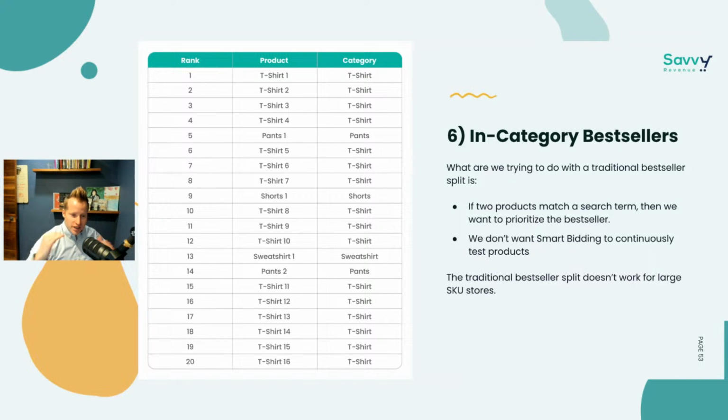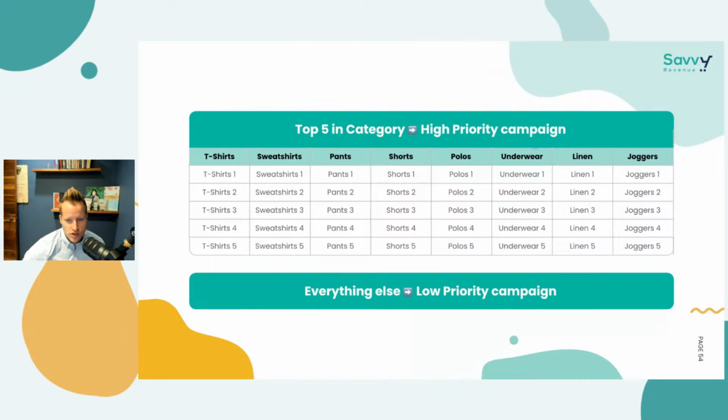So with a traditional bestseller split, let's say we just take the top 20 products in the store, and out of those 20, 16 are t-shirts, because we're mainly a t-shirt store. But if I have a lot of different categories, what I want is in-category bestsellers. So instead of just taking the top 20 across your entire account, I want the top 5 or top 3 or top 10 or whatever in the individual categories, because t-shirts are not competing with sweatshirts, pants are not competing with underwear, etc., etc.